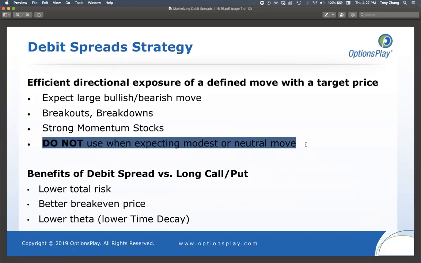So when you're setting up your trades, I'll give you some charts in a few minutes to illustrate this. Whenever you're setting up your charts or your trades, think about how big of a move you're expecting to come out of this. That is really one of the decisions to decide whether a debit spread is suitable for you or not.